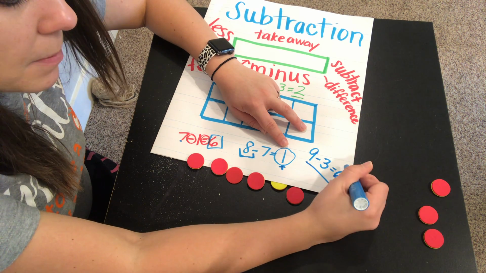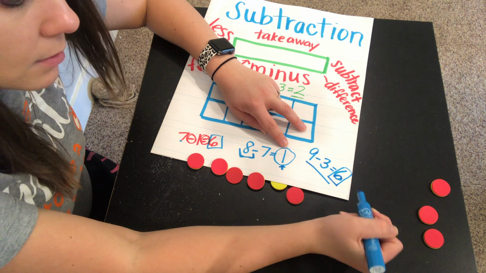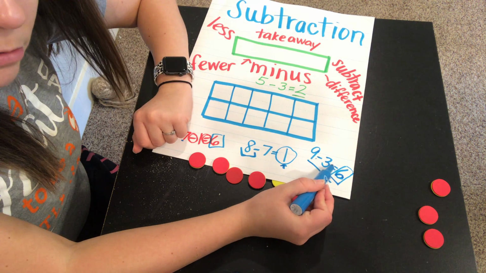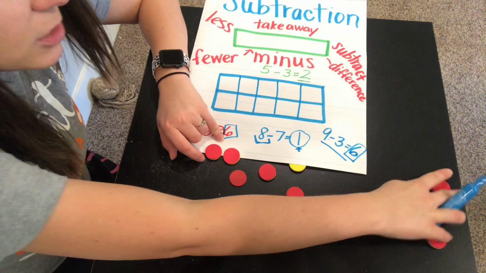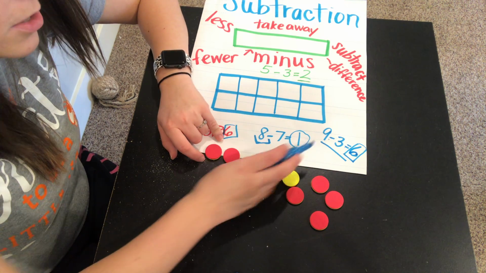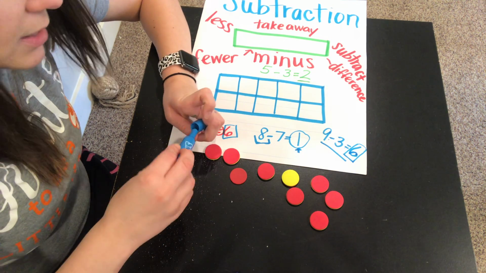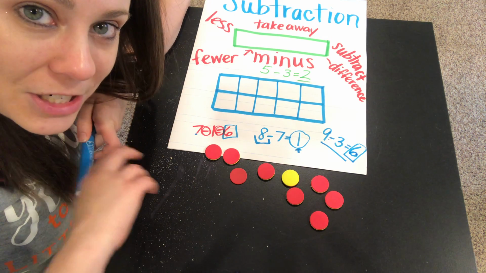Okay. Remember, the answer to a subtraction problem is called the difference. This is the minus sign, and this is the equal sign. When we subtract, remember, we always start with the largest number first, and then our answer is always going to be smaller than what we started with because we are taking away. Okay? We'll talk some more about subtraction tomorrow.